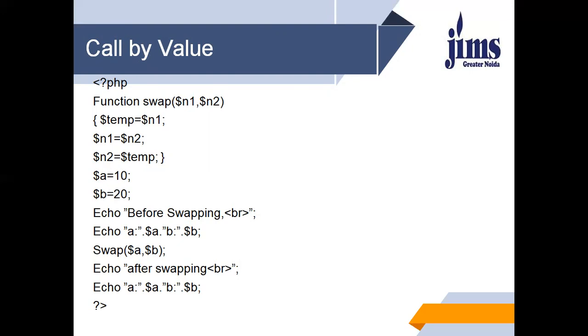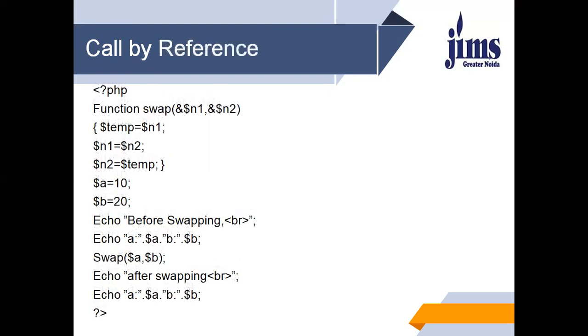So this swap function can be modified like this. You put the ampersand sign before $N1 and the ampersand sign before $N2, and the code for swapping will remain the same, and you again print the values of A and B. The output will be 10 and 20 before swapping, and after swapping the values of A and B will be changed, 20 and 10.